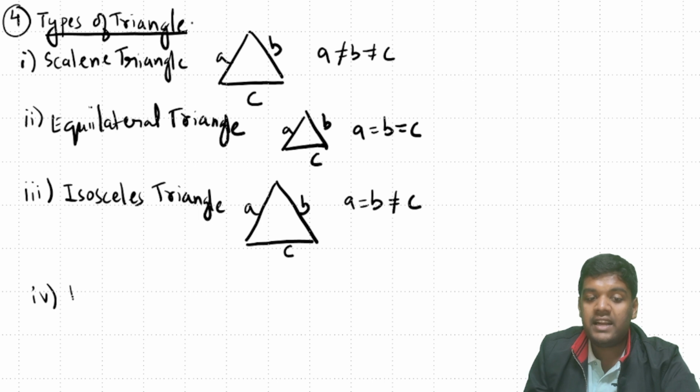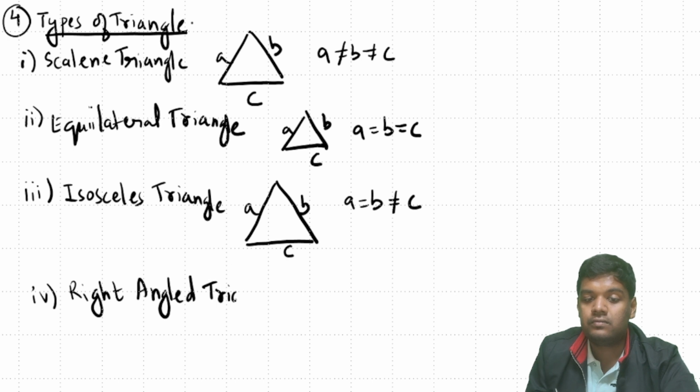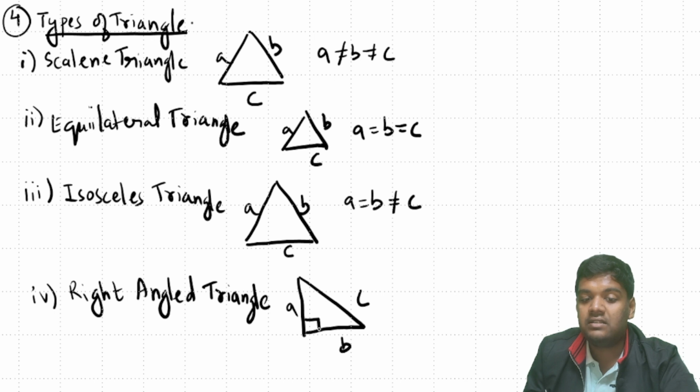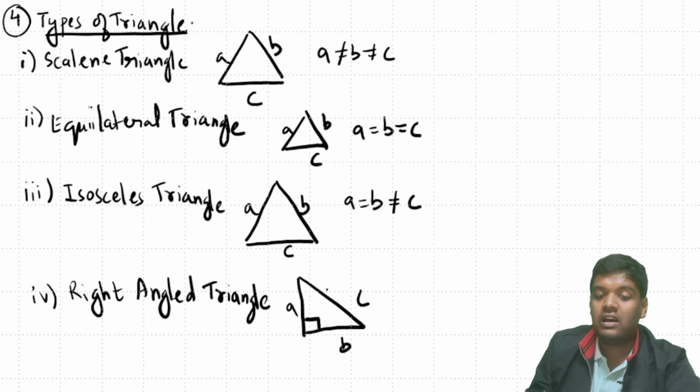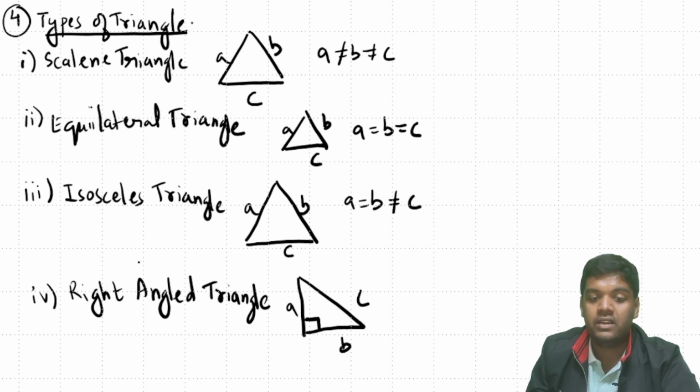Fourth type is a right angle triangle. Here, one of the angles will measure 90 degrees. So, in this case, we have assumed that this angle is 90 degrees. Please note, 90 degrees we are denoting using this square symbol, a half of a square, right? Next is acute angled triangle.